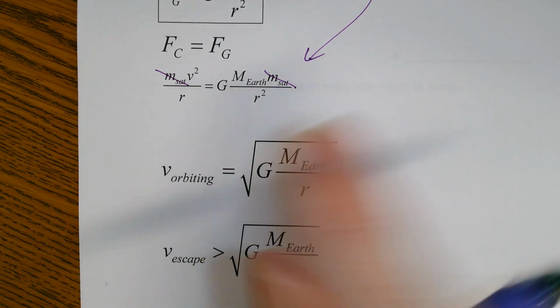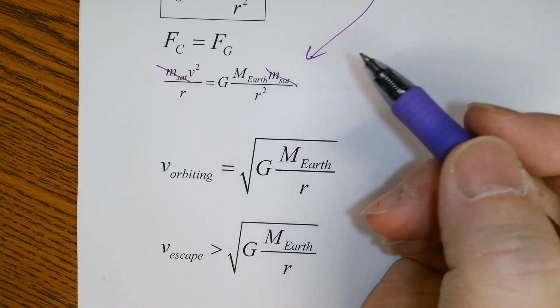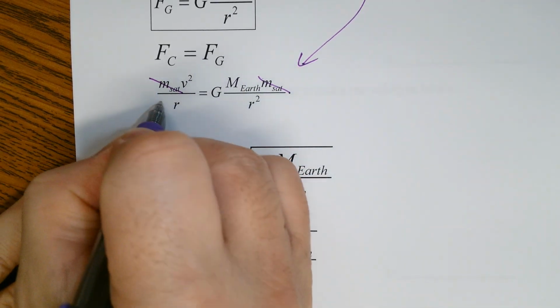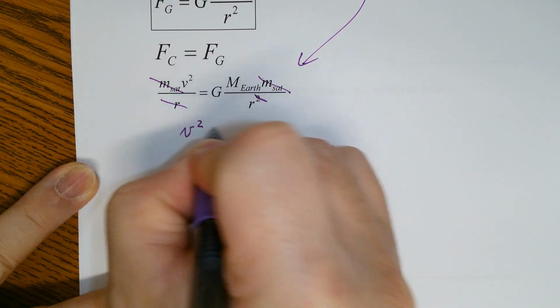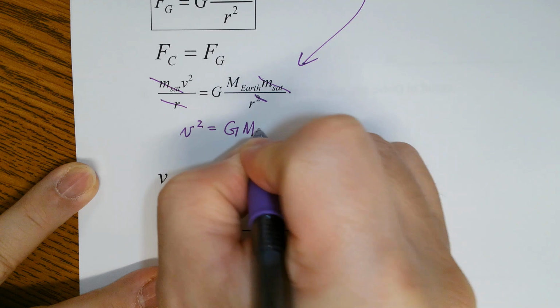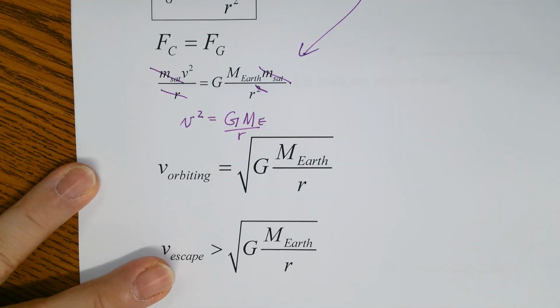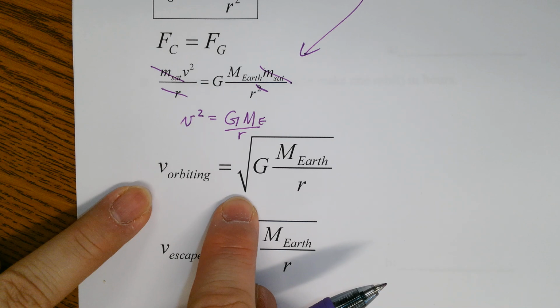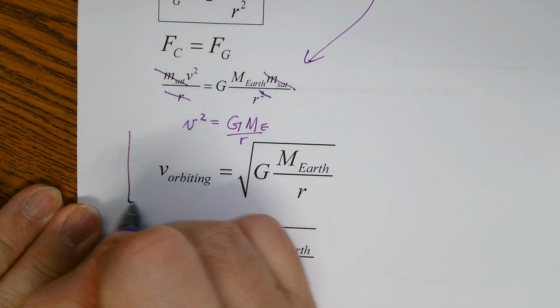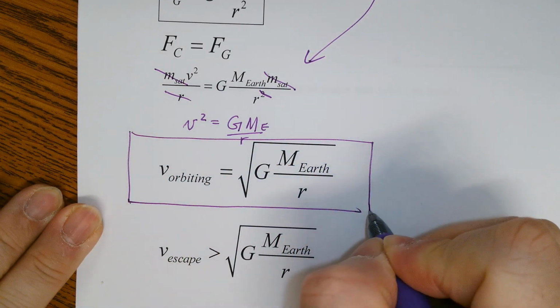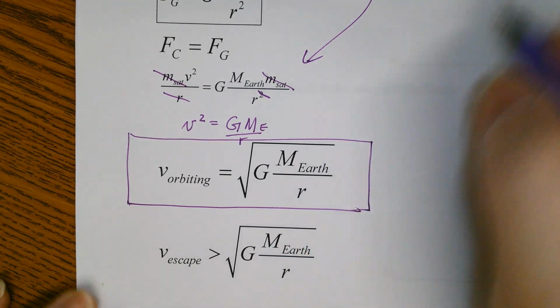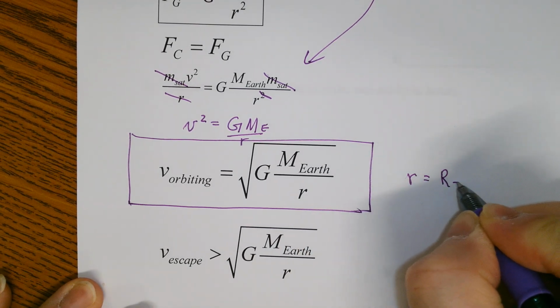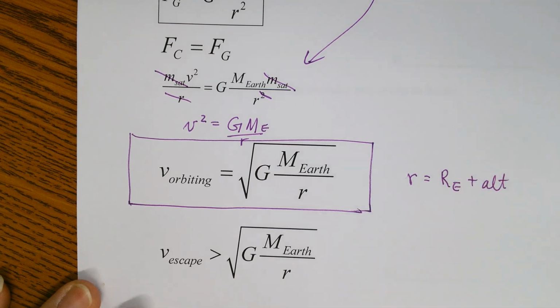So here, if you work this thing out, look what happens. One of the r's will also cancel out with this r squared. So what we get is v squared is equal to G times the mass of the Earth divided by r. And if we square root both sides, this is known as the orbiting velocity or orbiting speed. This r right here, of course, is the radius of the Earth plus the altitude.